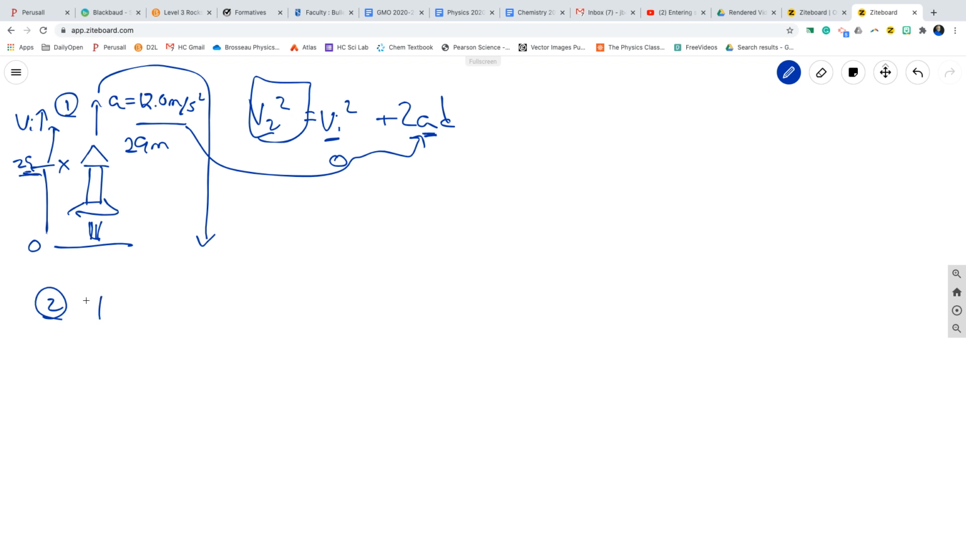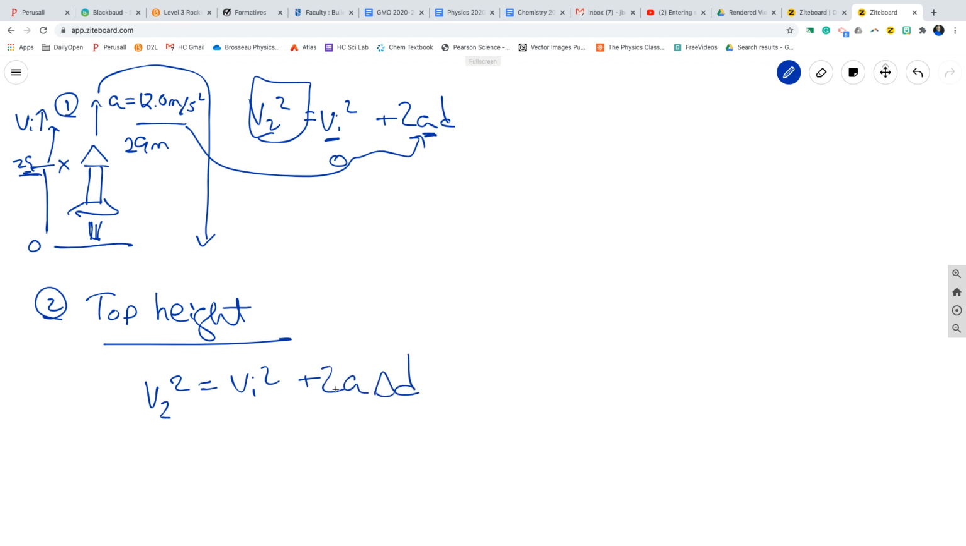Step two is find the top height. I need to find out how high he is before he starts to fall, right? So now I'm going to use the same equation, but now we know something: v2 squared equals v initial squared plus 2a delta d, right? And now I'm solving for delta d. I'm going to take this number and plug it in here. At the apex of his flight, the final velocity is going to be zero. And I can solve for delta d.